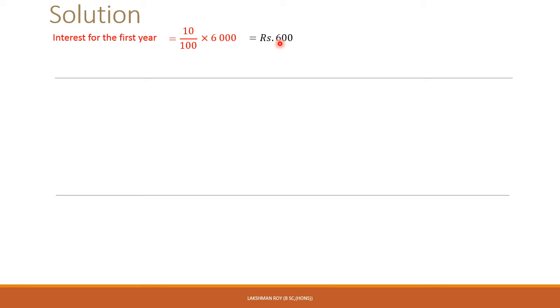Then we want to find the interest for the second year. So in this compound interest method, how to calculate interest for the second year is, you have to calculate the loan amount at the end of the first year, right? Here, the loan amount at the end of the first year.